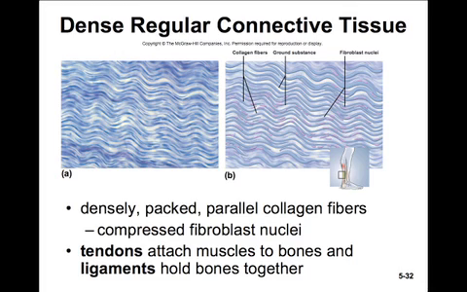Dense regular connective tissue. Well, there's no mystery why it's called regular, because these fibers are very regular. Remember that in dense connective tissues, there's less ground substance and more fibers. It's densely packed with collagen fibers. We'll see in here fibroblasts, but their nuclei are very condensed. They've been smashed between these tight layers of collagen fibers. We'll see this tissue in tendons that attach muscle to bones and ligaments which hold bones to bones.